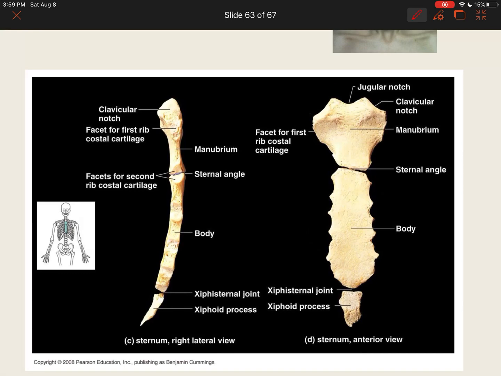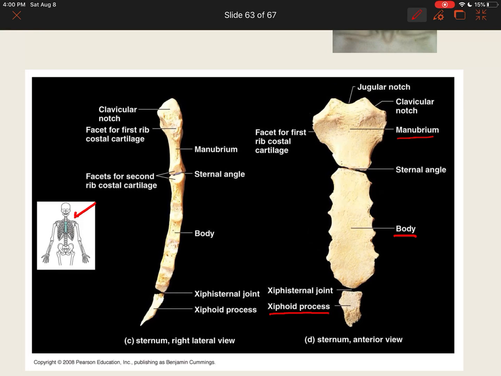The ribs are going to articulate with the thoracic vertebrae in the posterior body, and anteriorly, many of the ribs contact the sternum. The sternum is known as your chest bone or breastbone. You can see the position here. The sternum has 3 parts: the manubrium is the upper part, then we have the body, which is the second part, and the xiphoid process as the third part.